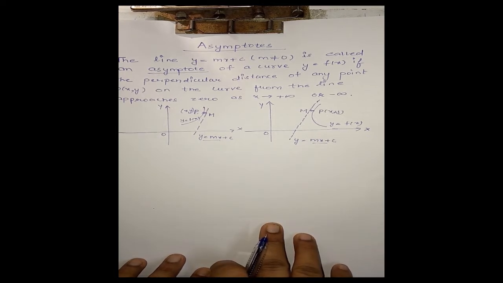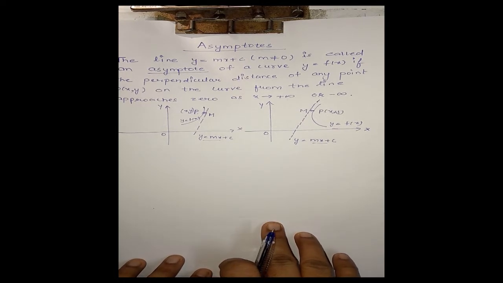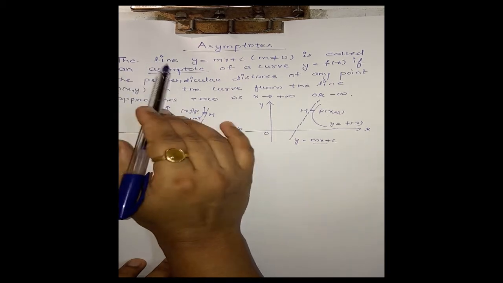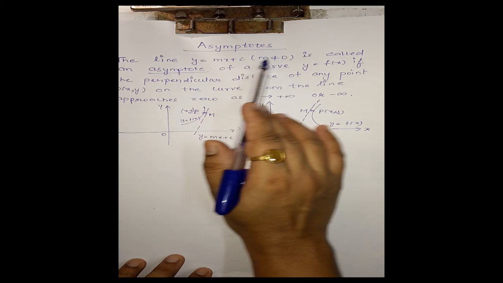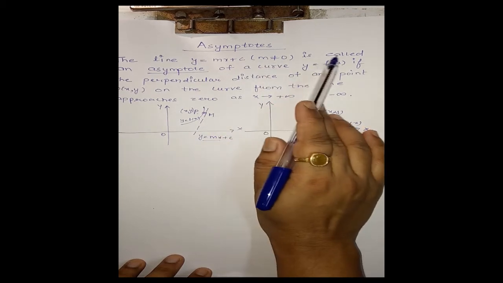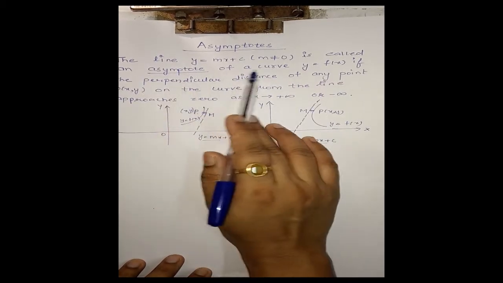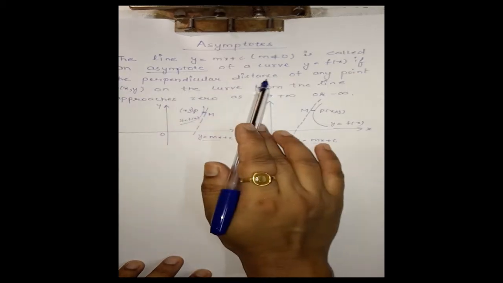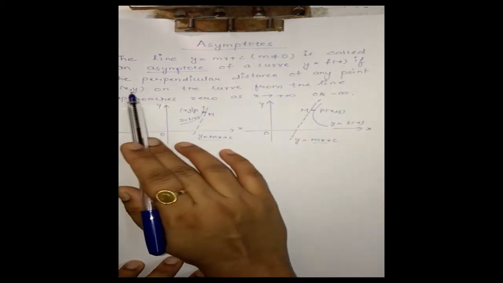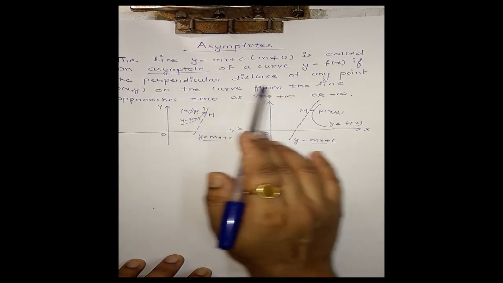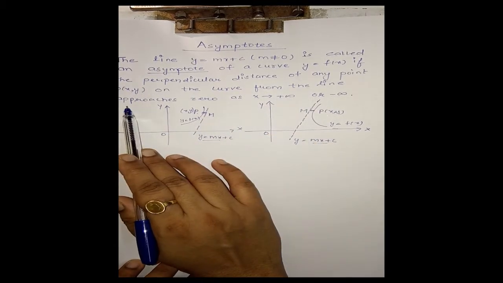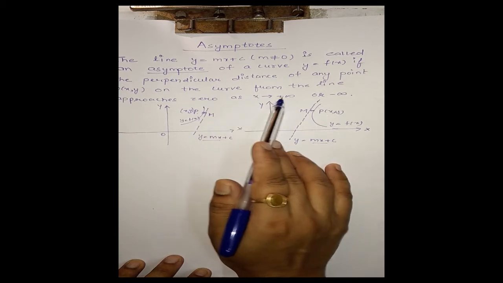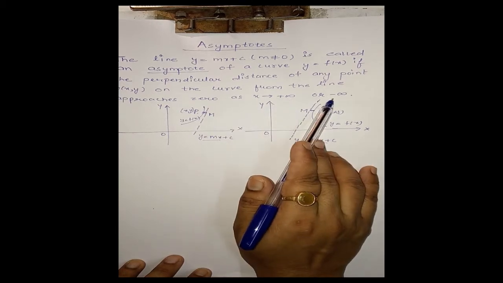Hello friends. In this video I am going to discuss asymptotes. First we come to the definition. The line y is equal to mx plus c, where m is not equal to 0, is called an asymptote of a curve y is equal to f(x) if the perpendicular distance of any point P(x, y) on the curve from the line approaches 0 as x tends to plus infinity or minus infinity.